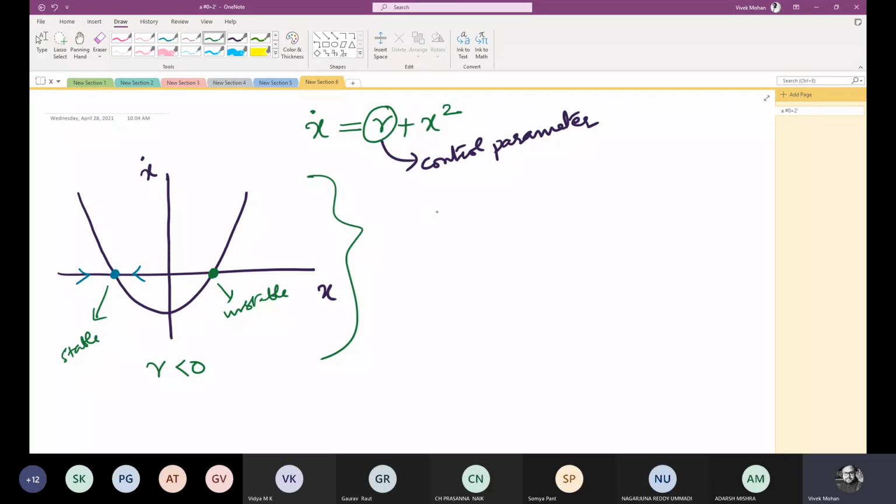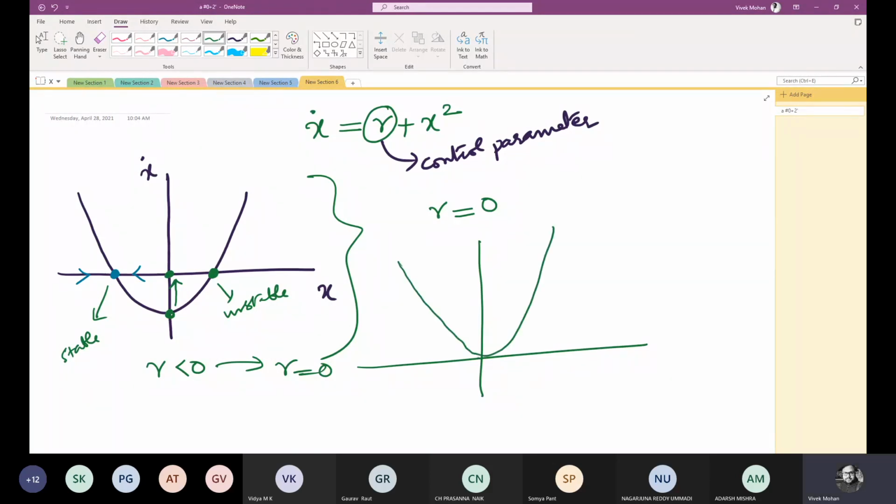Now slowly I'm taking this r to 0. So I'm going to vary r and make it 0. So what happens is this parabola moves up, right? This point moves up when r is moved from negative to positive side, and when r reaches 0, this point is at the origin. So how will it look? It will look like this. Here, this is a point. It's not properly drawn, but this is a point.